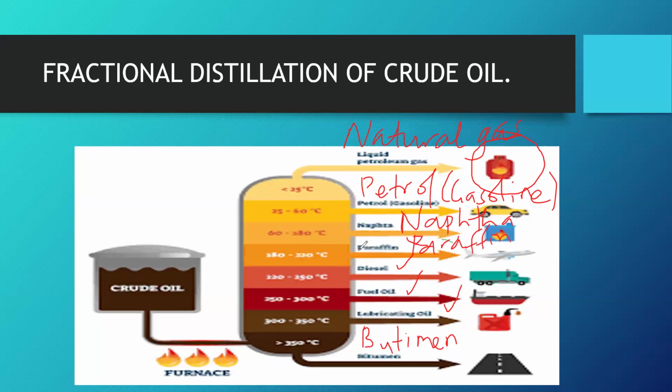Please stick to the ones whose spellings you know so that you don't write wrong spellings. Then we have diesel. Then we have fuel oil. Then we also have lubricating oil and waxes. Then we have bitumen as the last fraction. The spelling of the third one I said is naphtha: N-A-P-H-T-H-A.